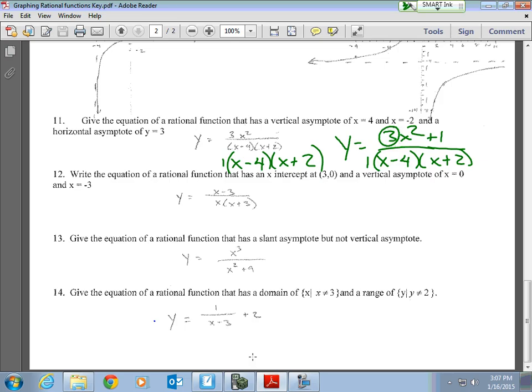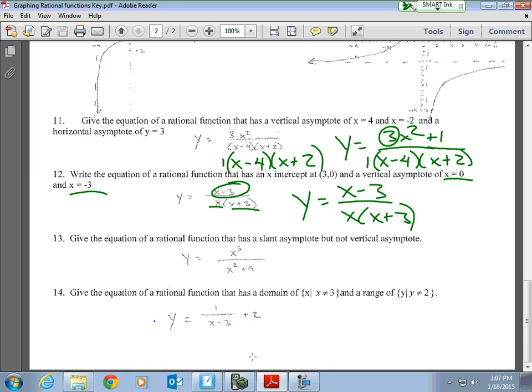Okay, question 12. X-intercept at 3, so the top needs to be x minus 3. Vertical asymptote at 0, and x equals negative 3, so I have x and x plus 3. If you can't read my writing, it should have been this. Done.